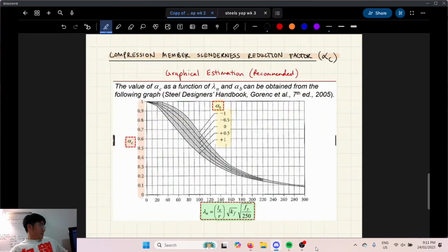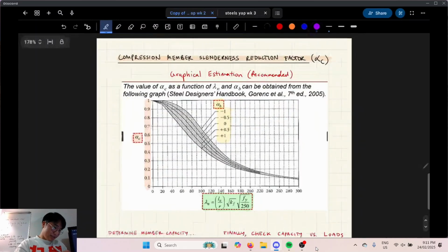The important thing is the slenderness ratio, the modified slenderness ratio, which is along the bottom axis. So you come from the bottom axis, say it's 100, you go up to whatever line you were looking at, say it's 0, you bounce left, and there you go. That's your alpha C value.